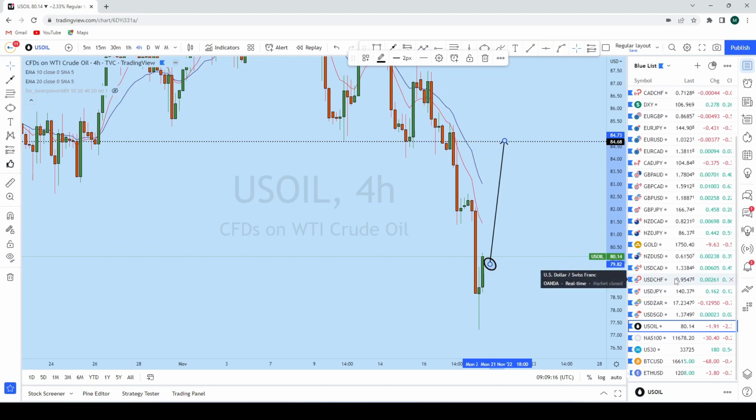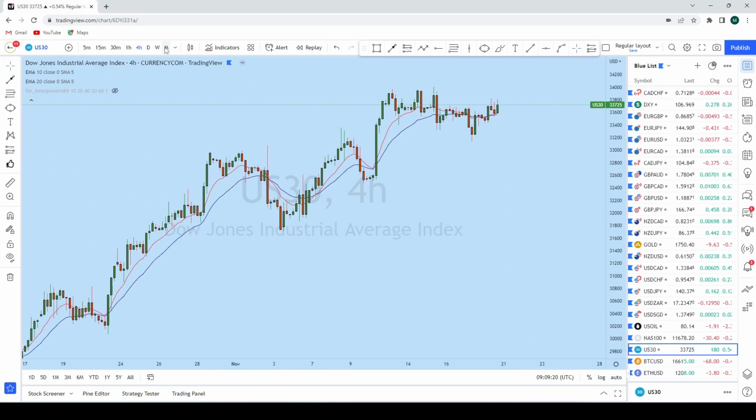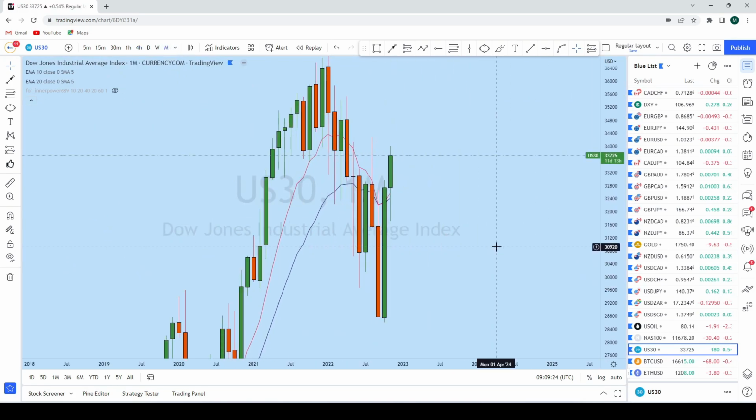Now let's look at indices, starting with US30. Looking at monthly first of all. Now you can see that US30 on the monthly perspective, previous months created a very strong bullish engulfer.